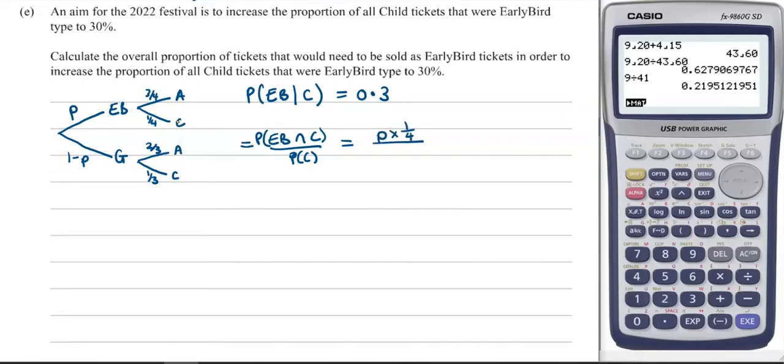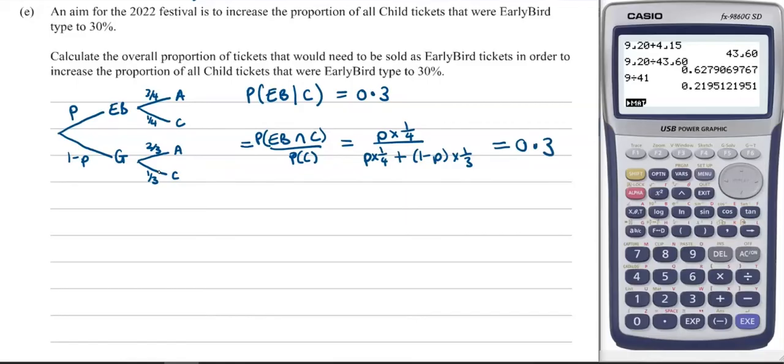Oh, sorry, 1/4, not 1.4. And then all the children tickets is P times 1/4 for that top branch, and then add on the bottom branch of general child. So that'll be 1 minus P times 1/3, and we need to set that equal to 0.3.